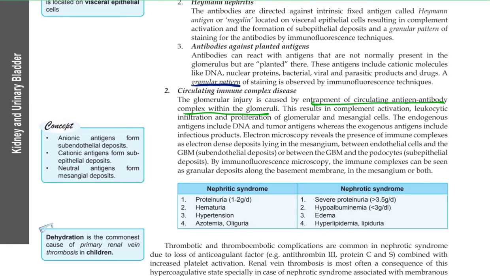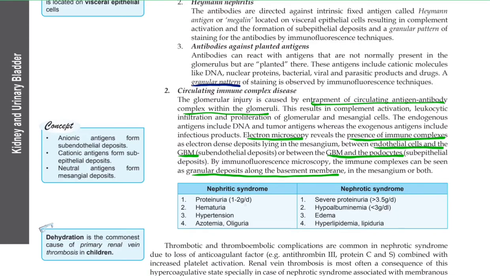So what does electron microscopy reveal? The presence of immune complexes as electron-dense deposits lying in the mesangium, between the endothelial cells and the glomerular basement membrane, and between the glomerular basement membrane and the podocytes. So they are found in two places: between endothelial cells and glomerular basement membrane, and between glomerular basement membrane and podocytes. By immunofluorescence microscopy, the immune complexes can be seen as granular deposits on the basement membrane, in the mesangium, or both.